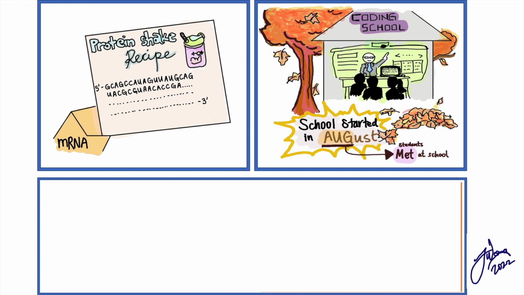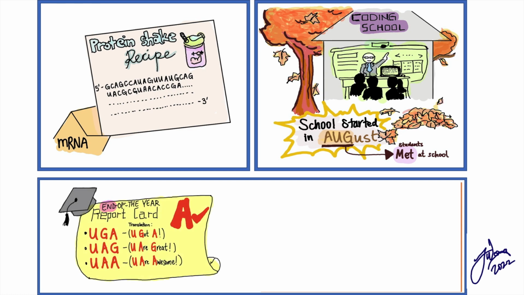And here's something extra. The classes were in person, so students met at the school. MET, M-E-T, is for the amino acid methionine, which is what AUG codes for. That was a good one, right?